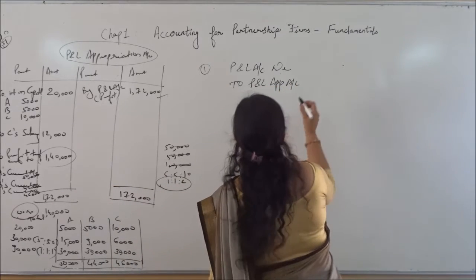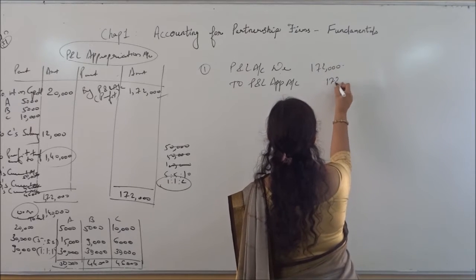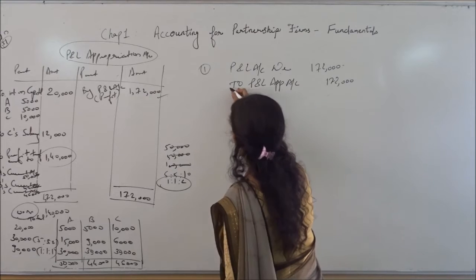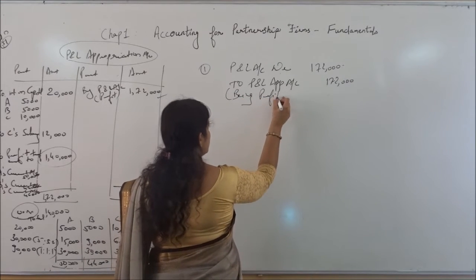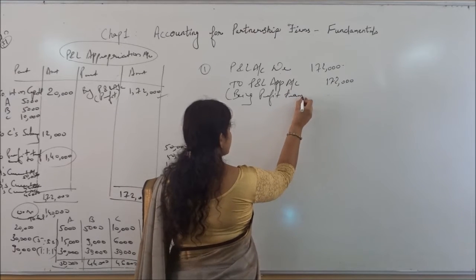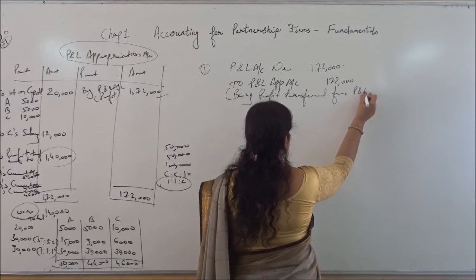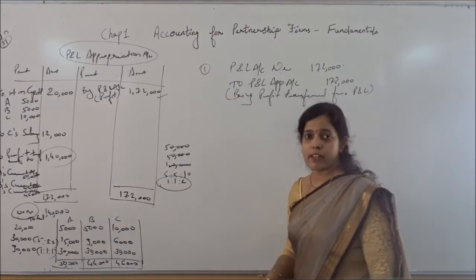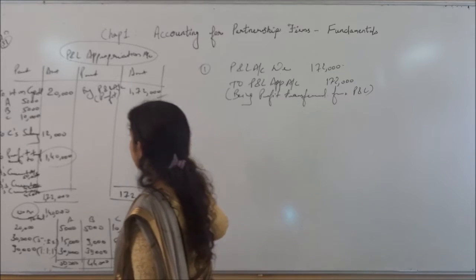How much is it? 1,72,000. Reason? Being profit transferred. Being profit transferred where? From P&L. First entry. Always you should write the first entry, the transfer entry of the profit from the P&L account.